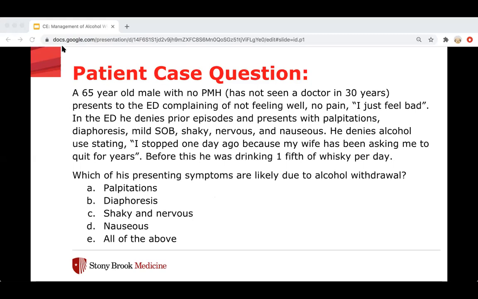He denies alcohol use, stating, I stopped 1 day ago because my wife had been asking me to quit for years. Before this, he was drinking 1/5 of whiskey per day. Which of his presenting symptoms are likely due to alcohol withdrawal? This is just to gauge if we can identify possible symptoms.